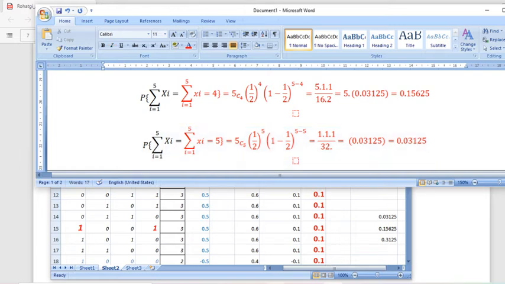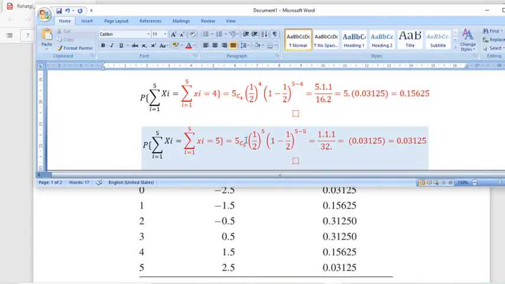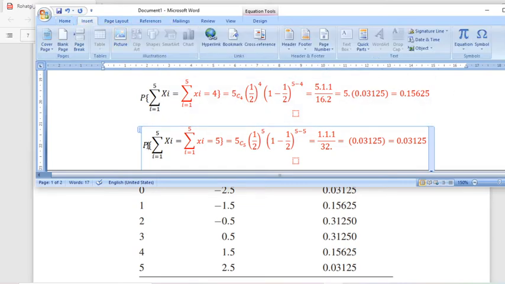Okay, so we obtain all these probability values here. We have computed those values. Remember that this is considered under the null hypothesis. So we have to put one.